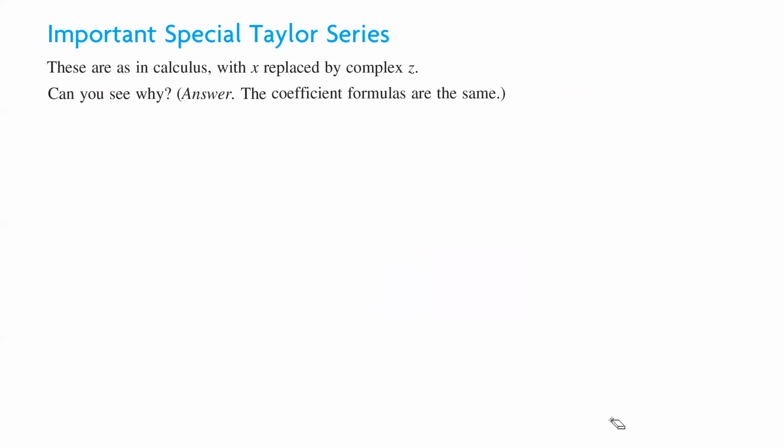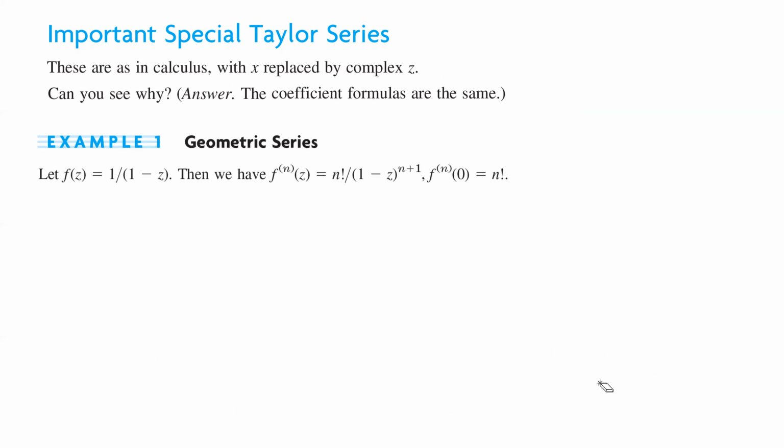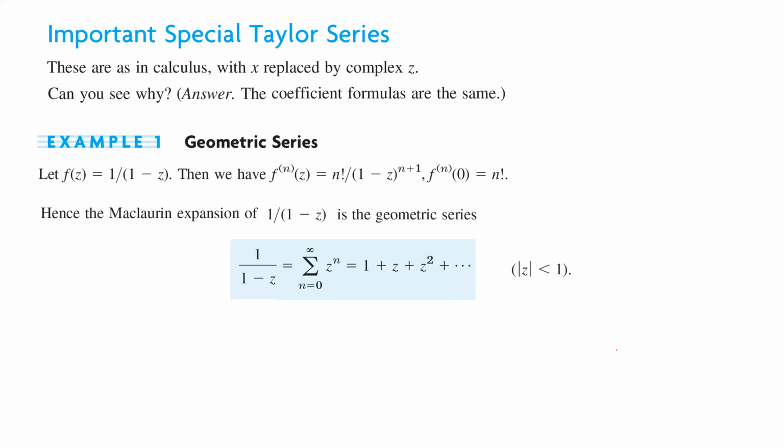So a special Taylor series. They are exactly the same as their real Taylor series because the coefficients are the same. You see, we had the same formula for the coefficients in real calculus. Therefore, each one of the Taylor series that you had in real calculus, now we can have exactly the same in complex calculus. Nothing changes because the coefficients are the same.